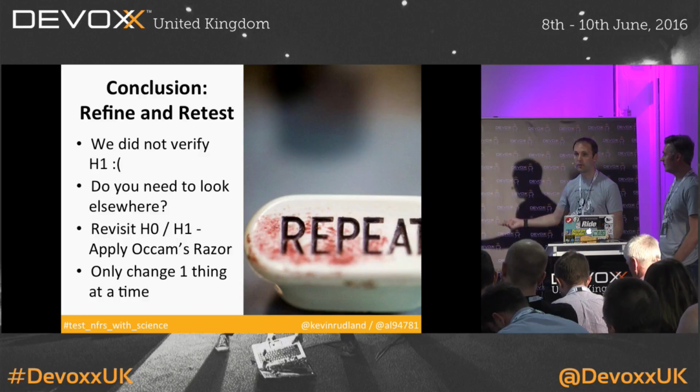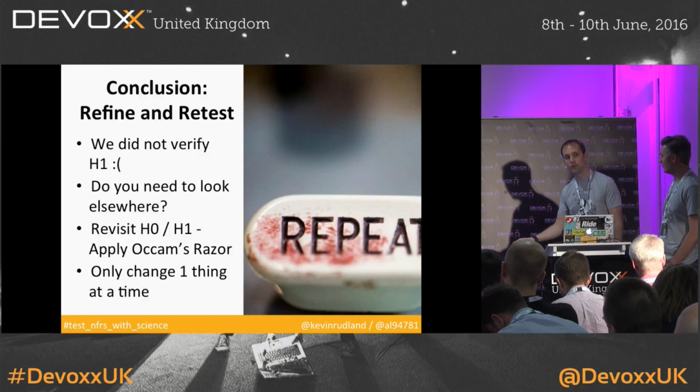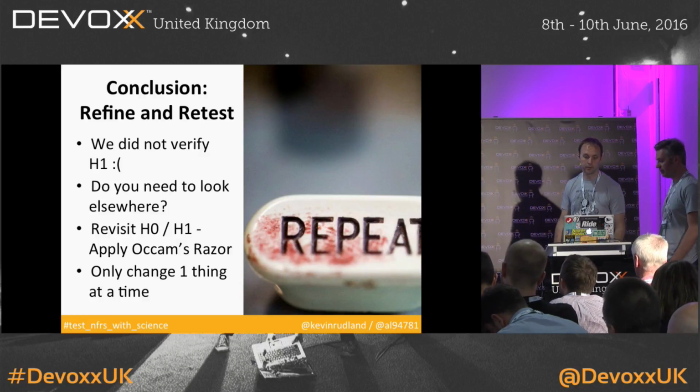But the key thing is only change one thing at a time. Do the simplest possible test to disprove it, and do one thing at a time, and just keep iterating on it.